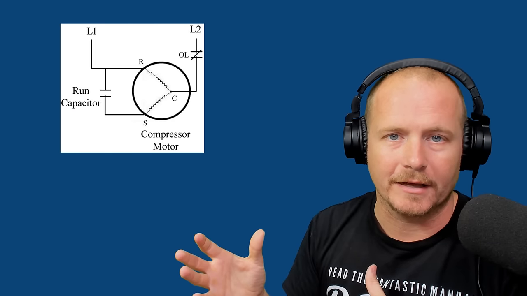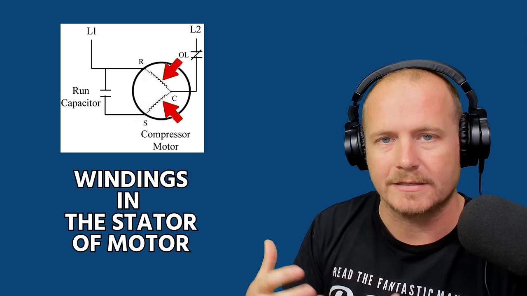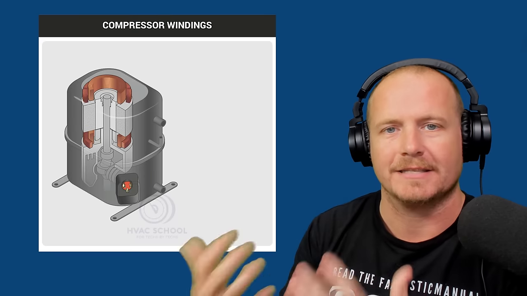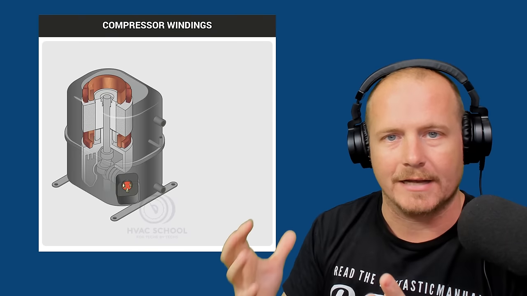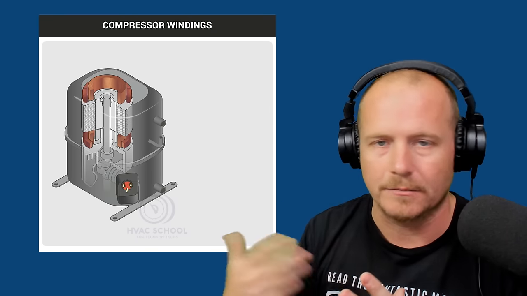When you see a diagram like this, those little squiggly lines are representing windings that are in the stator of the motor. Keep in mind that a motor is essentially a gigantic rotating electromagnet. That stator on the outside generates this rotating electromagnetic field that spins the motor around.